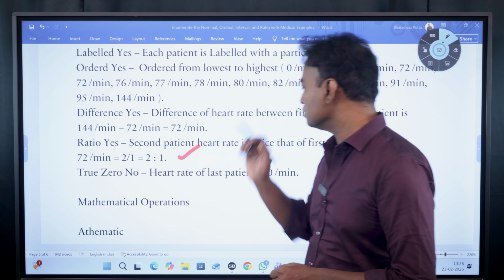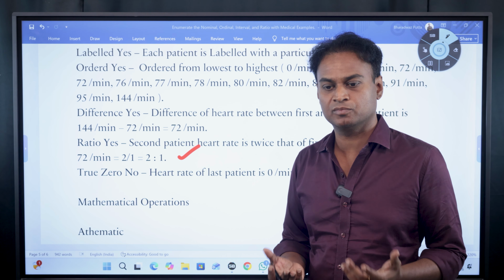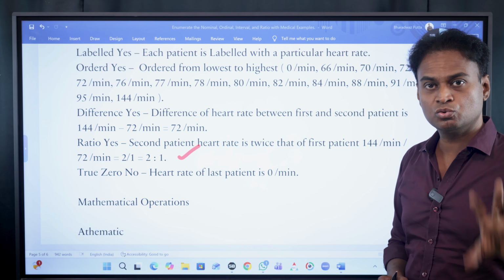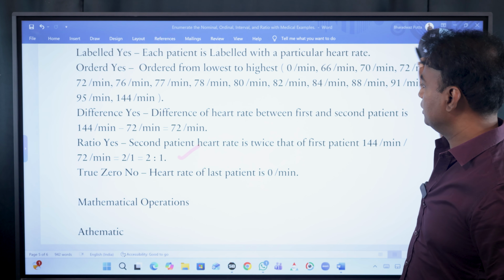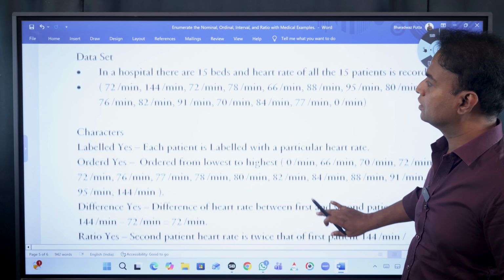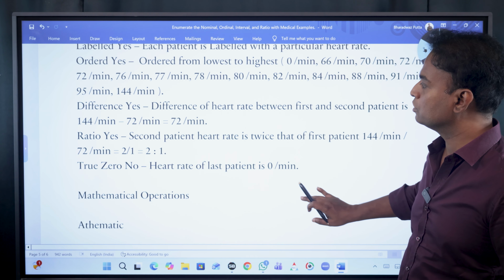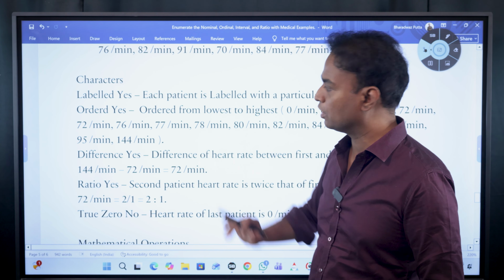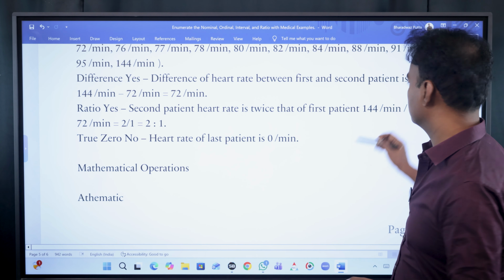And what is true zero here? The last patient has 0 heartbeat. There is no heartbeat for him. The patient is dead. That's the reason his heartbeat is 0. That is true zero, completely absent. So in this data set where we are using ratio scale, we have true zero, ratio, difference can be found, it can be arranged in an order, can be labeled. So that is the importance of ratio scale.